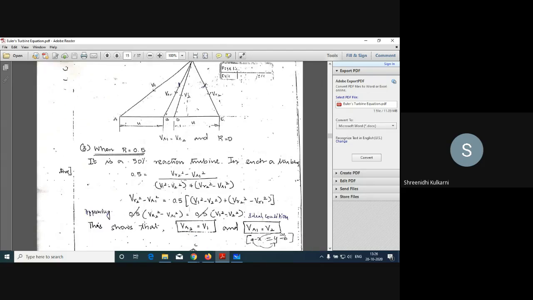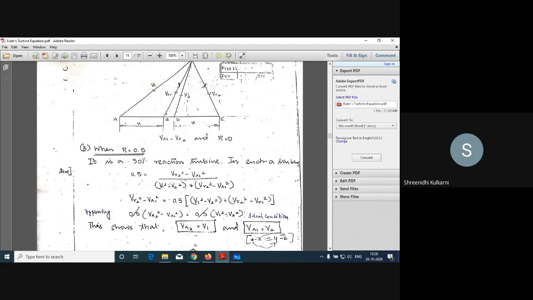So next, when R is equals to 50%, that is 0.5. When the degree of reaction is 50%, usually it is called a 50% reaction turbine. For a 50% reaction turbine or R is equals to 0.5, what is the condition, and what is the velocity triangle?